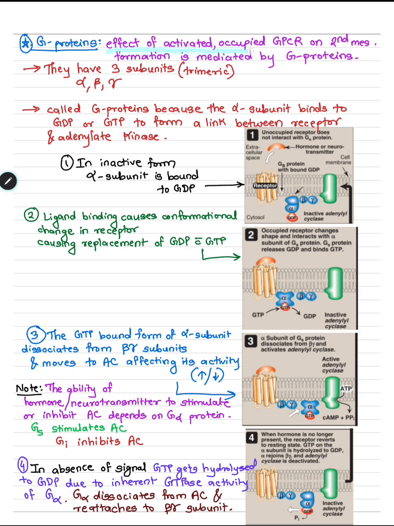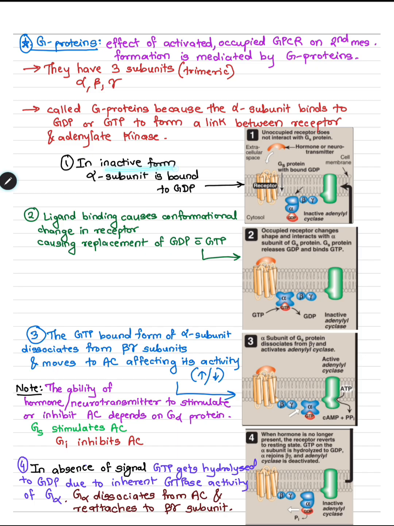Effect of an activated, occupied G protein coupled receptor on second messenger formation. The second messenger here is cyclic AMP. This is mediated by G proteins. G proteins have 3 subunits, that is, they are trimeric: alpha, beta, gamma. They are called G proteins because the alpha subunit binds to GDP or GTP to form a link between the receptor and adenylyl cyclase.